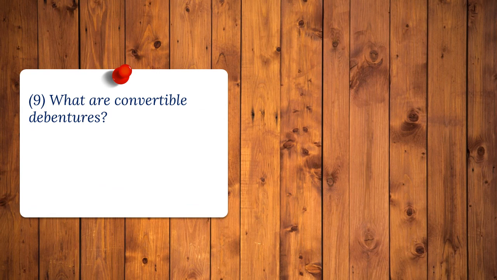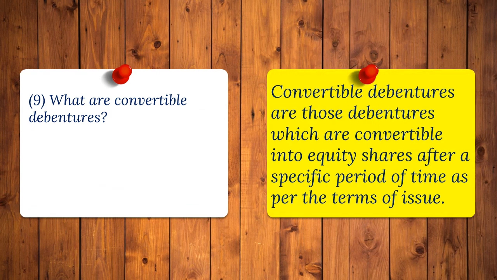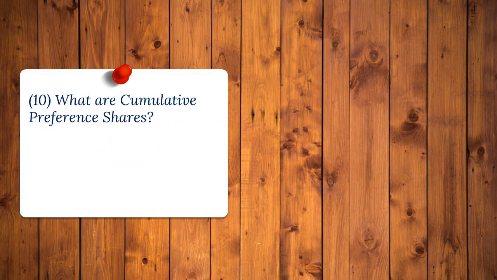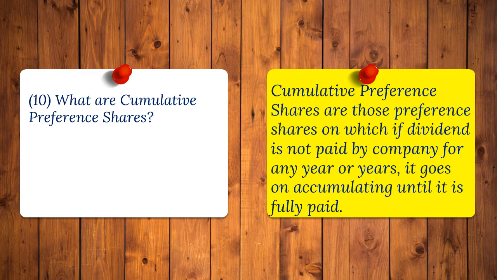9. What are convertible debentures? Answer. Convertible debentures are those debentures which are convertible into equity shares after a specific period of time, as per the terms of issue. 10. What are cumulative preference shares? Answer. Cumulative preference shares are those preference shares on which, if dividend is not paid by company for any year or years, it goes on accumulating until it is fully paid.